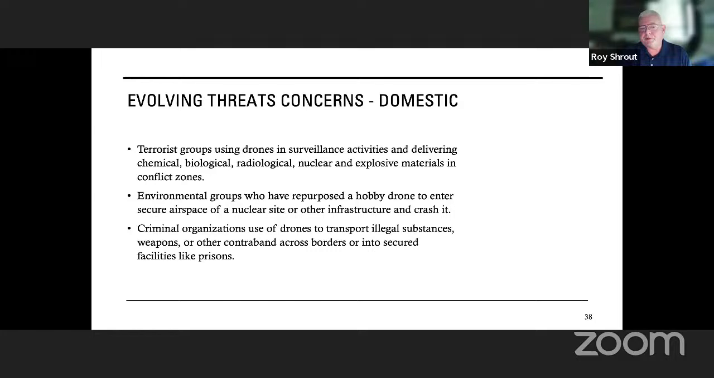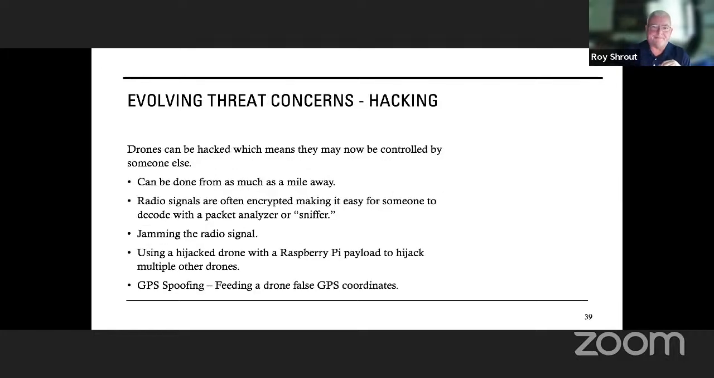Domestic terrorist groups are using drones in surveillance activities and delivering chem bio. That is a threat concern. And some of that is actually taking place now. Concern with environmental groups who are taking those hobby drones and going into secure airspace, whether it's critical infrastructure, military, or whatever, and crash it. And you're seeing that right now overseas. Criminal organizations use the drones to transport illegal substances. That's taking place now. We have issues with people coming into prisons on a regular basis, flying drones with contraband and other things like that.